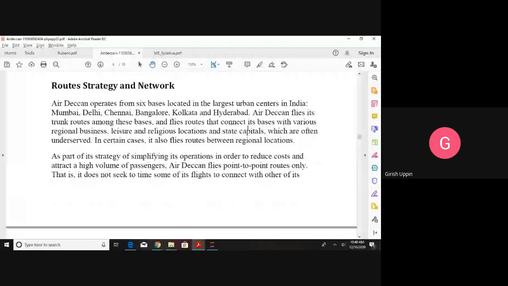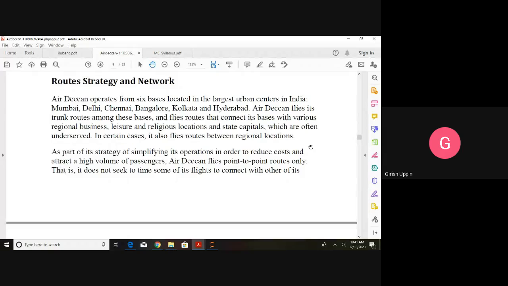Deccan operates from major cities, six major cities. Then Air Deccan flies its trunk routes among these bases and flies routes that connect its bases with the various regional businesses. So it planned such a way that it operated from the major cities, and it tried to connect the locations of crucial businesses.